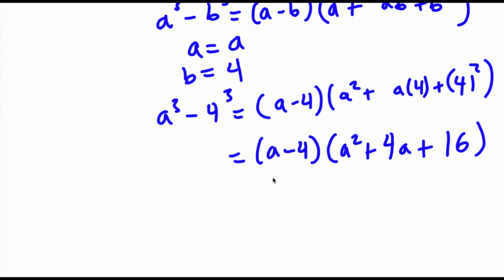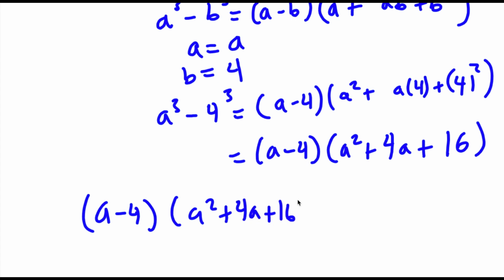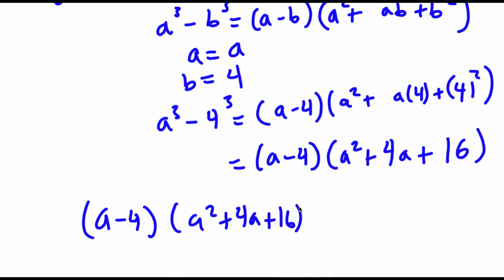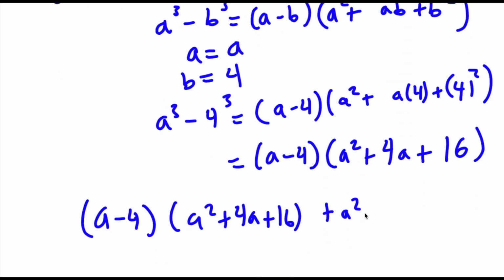So now I have a minus 4 times a squared plus 4a plus 16 plus a squared minus 4 squared, and this is equal to 0.